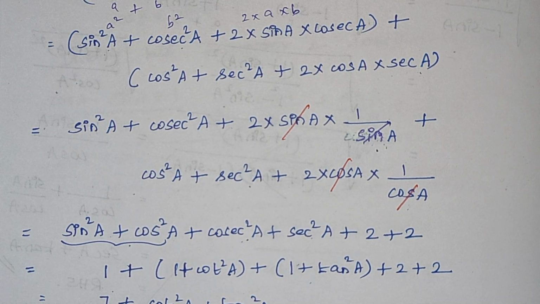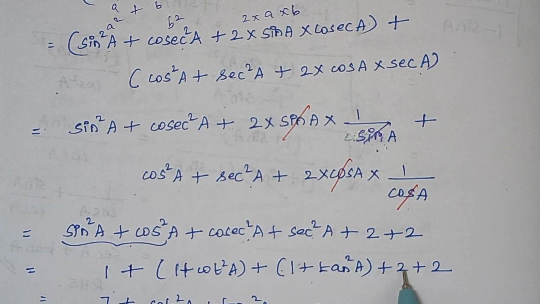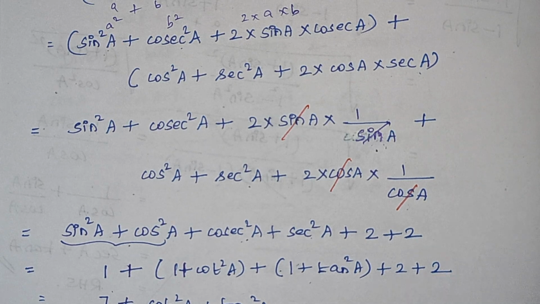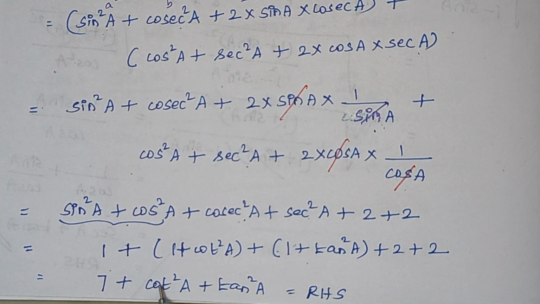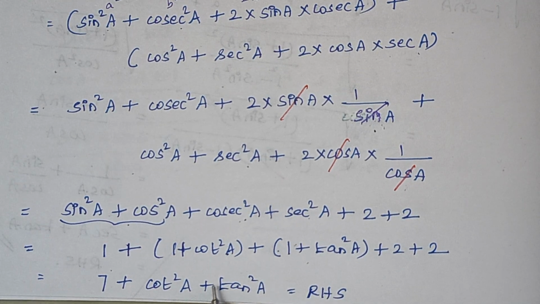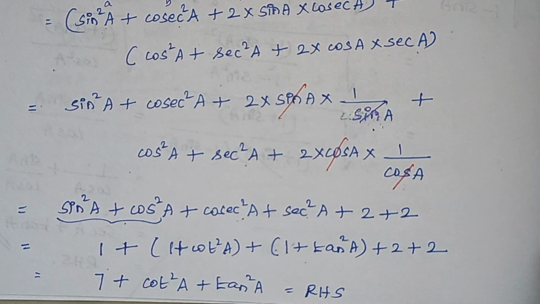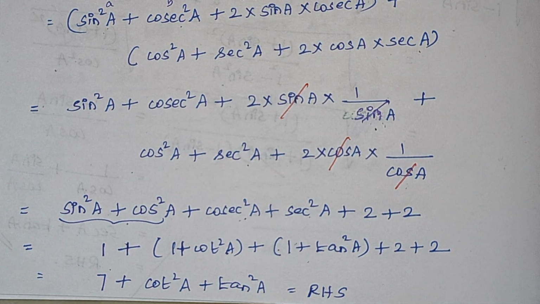So here now I am going to add all the numbers. So 1 plus 1 is 2, 2 plus 1 is 3, 3 plus 2 is 5, and 5 plus 2 is 7. Therefore 7 + cot² A + tan² A. This is the thing we actually need to prove. So this problem is over.